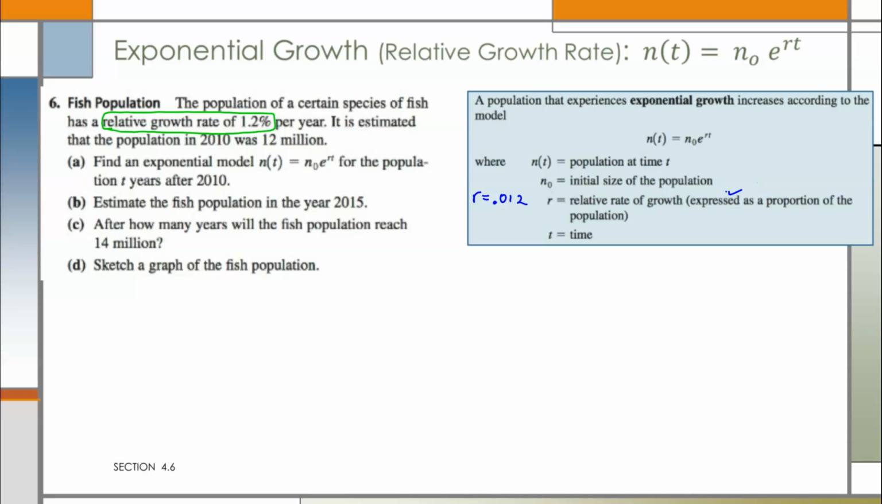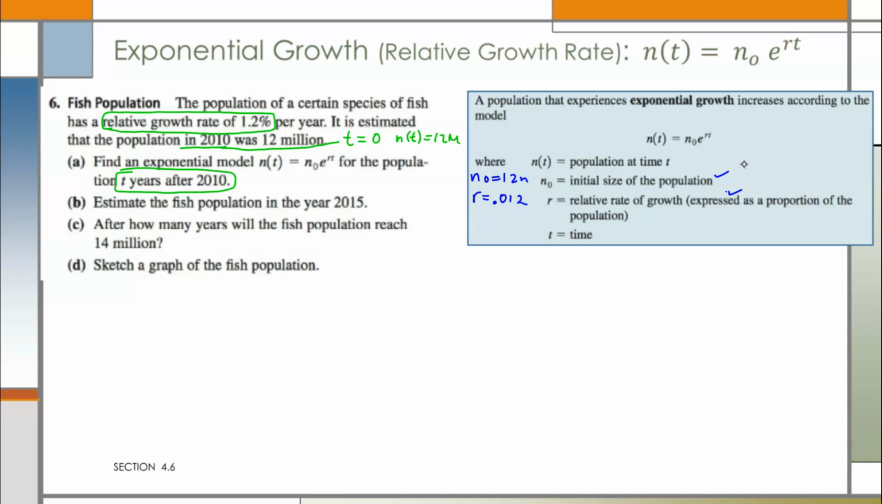It is estimated that the population in 2010 was 12 million, and t represents the years after 2010. So in 2010, that would be 0 years after 2010. What this is saying is when t is equal to 0, the fish population is 12 million. And that's your initial value. When time is 0, anything starting at 0, that's your initial. So N sub 0 equals 12 million.